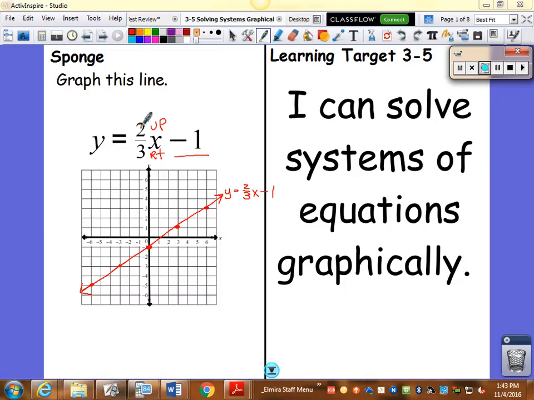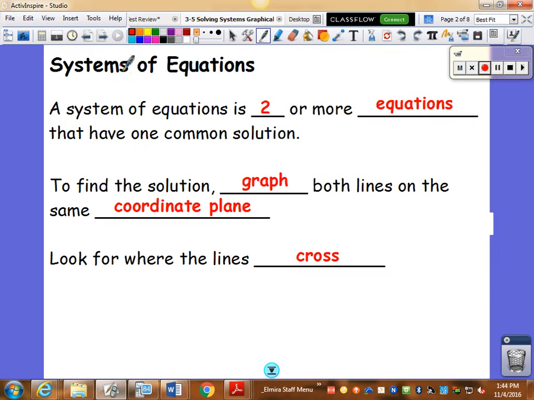Okay, y equals 2/3 x minus 1. I have to start on the -1, and the slope is positive, so up and to the right. Up 2 and 3 to the right, up 2, 3 to the right. That's how I'd graph it. So a system of equations is where I'm going to draw another line over top of this one, and I want to see where they cross, basically.